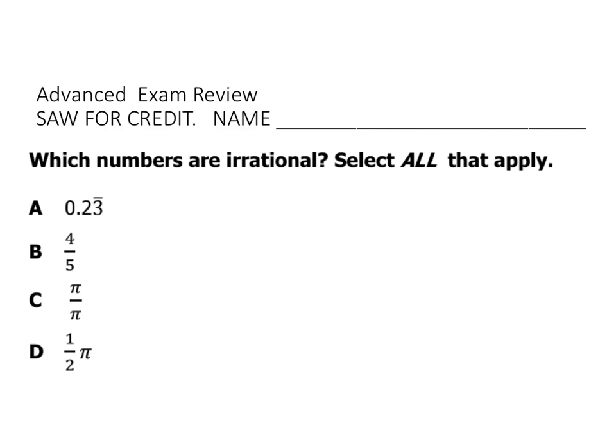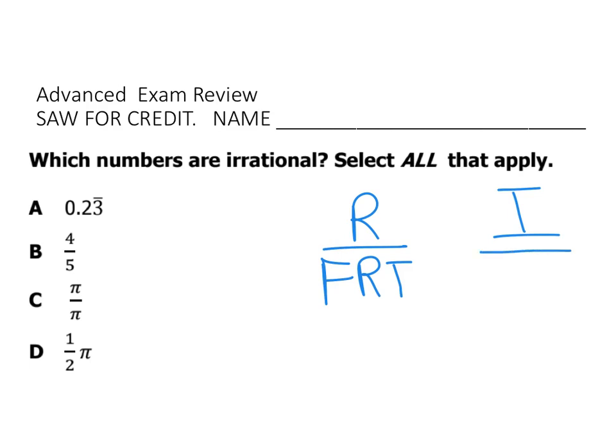Which numbers are irrational? Select all that apply. You are going to try to go back and remember the difference between rational and irrational. So, for instance, on rational, remember that we discussed that you could use FRT, F for fraction, R for repeating, T for terminating. And remember, just a quick review, that irrational numbers are numbers that can't turn into fractions.